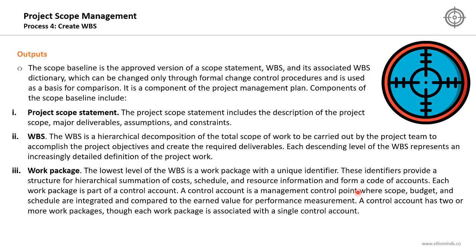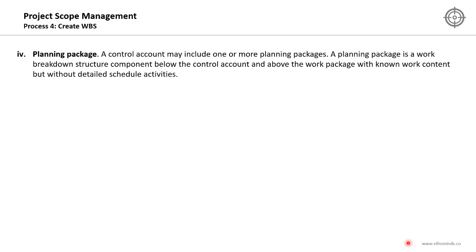Each work package is part of a control account. So the control account is a higher level in the WBS than the work package. A control account is a management control point where scope, budget, and schedule are integrated and compared to the earned value for performance measurement. A control account has two or more work packages, though each work package is associated with a single control account. You cannot have a work package that is linked to more than one control account, and the control account at the minimum should have 2 or 3 work packages.